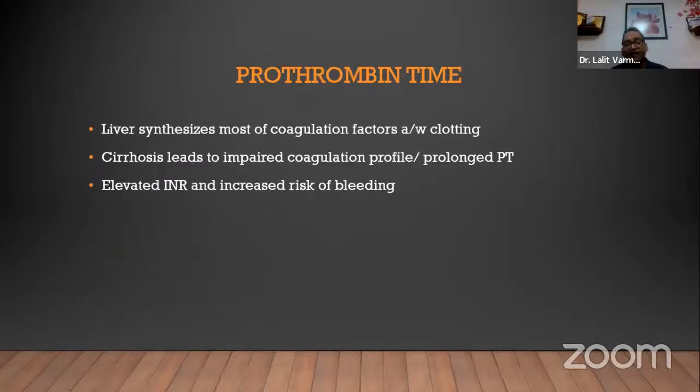Next one is your prothrombin time. If it is deranged, then we know it's the liver. Most of the coagulation factors associated with clotting are synthesized here. Cirrhosis leads to an impaired coagulation profile and prolonged PT, with elevated INR of more than 1.2 or 1.5. And if it is more than 2.5, definitely those patients with abnormal LFTs should be referred to a higher center, because they will require a liver transplant in the next 3 days if not managed earlier. Elevated INR causes increased risk of bleeding.